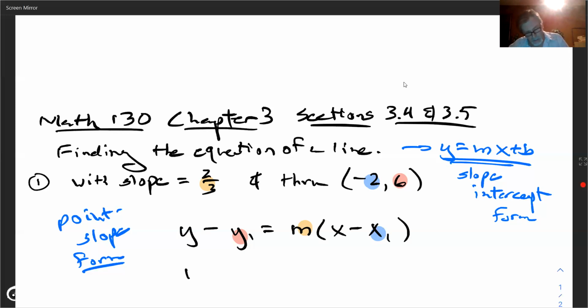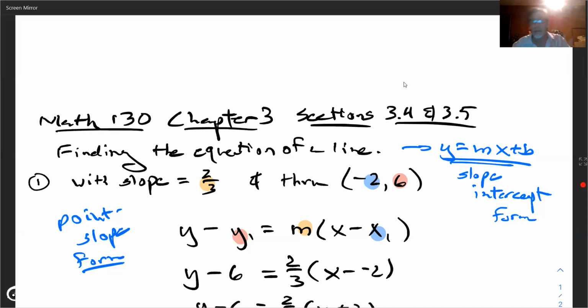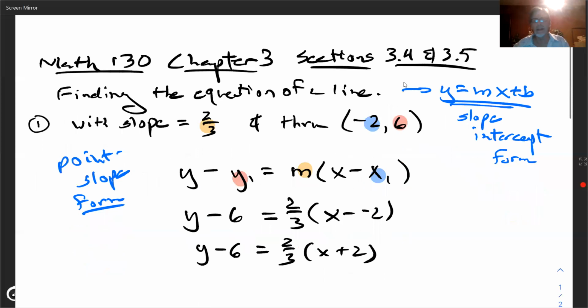We'll go y minus, let's see, 6 is equal to the slope 2/3, parentheses, x minus a minus 2. So I'm going to change that minus to a plus. I do these little steps here, so I am nice and careful with the math. Okay, so actually what you're looking at right now is you've got the equation of the line. They just want it in the slope-intercept form. So the rest of this is solving for y.